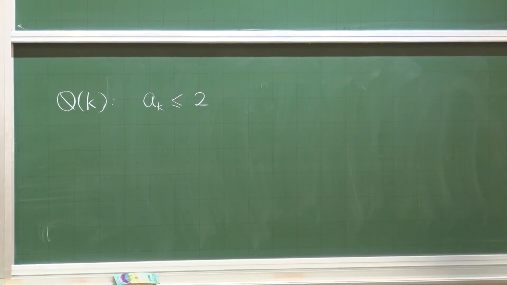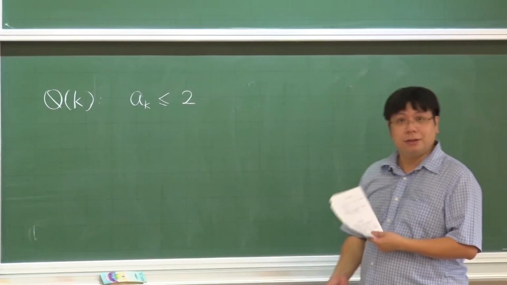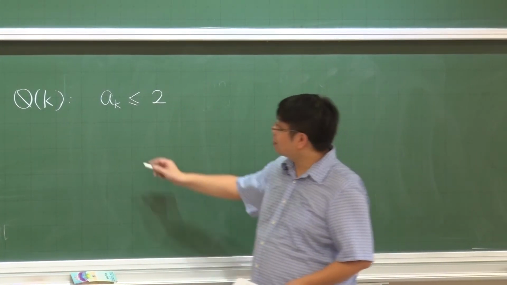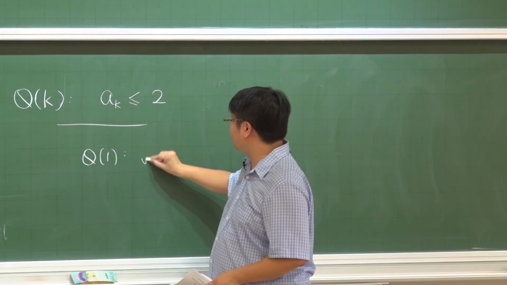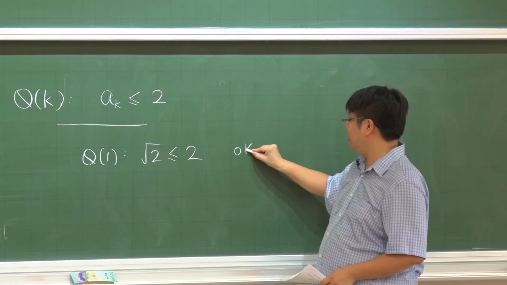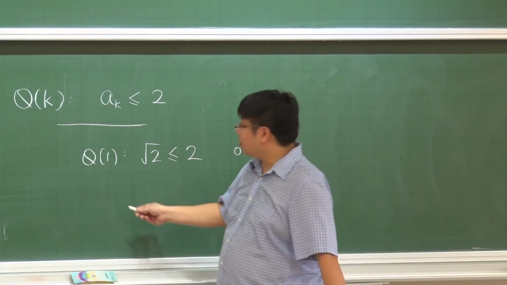So how can we show this? This should be true. How can we show it? We use induction again. Is that okay? Q1 says square root 2 is less than or equal to 2, and this is correct. Okay? So assume, inductive case.